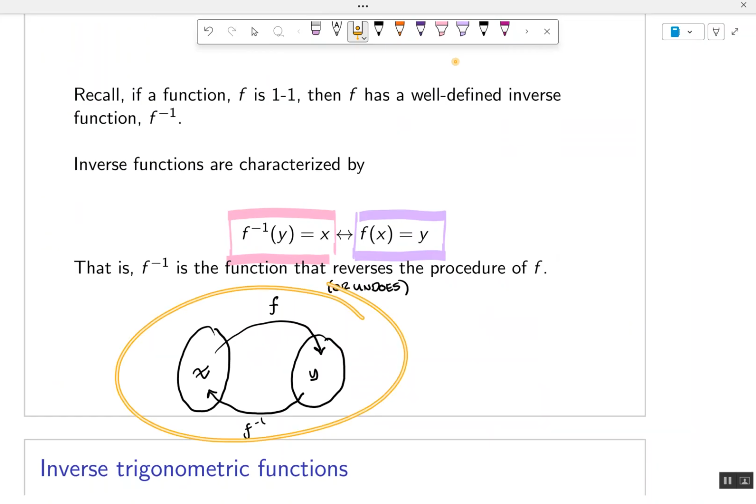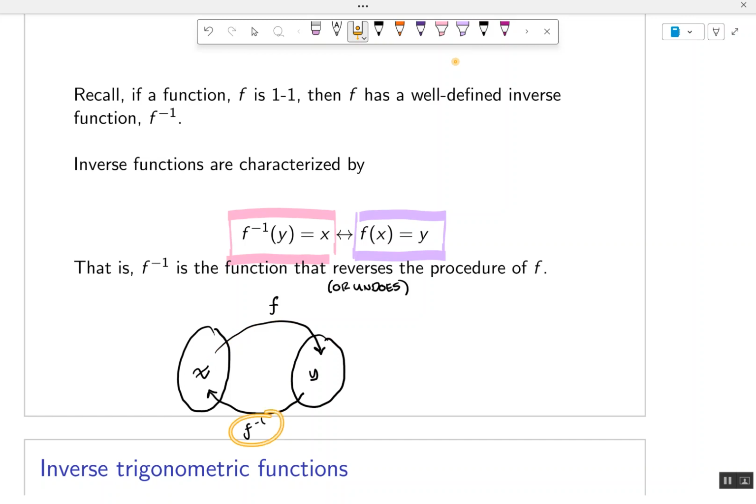Down here we have this diagram. We have the domain of f. We take x into the function f. What comes out is f of x, which we name y. So this is what the function f does.